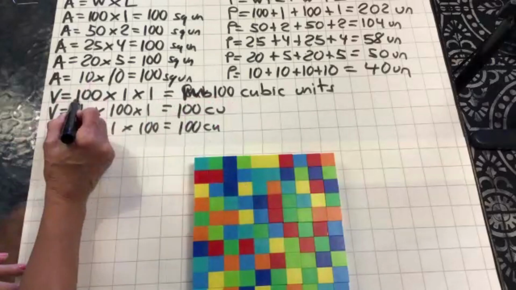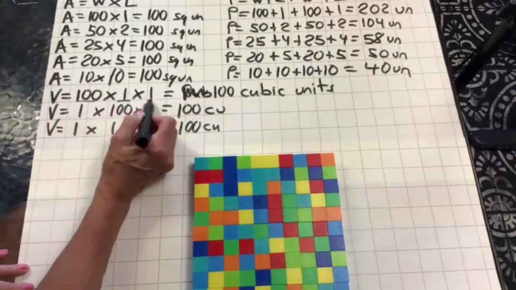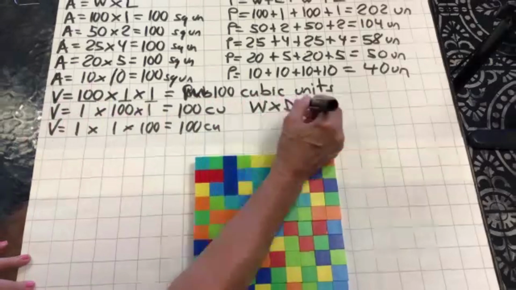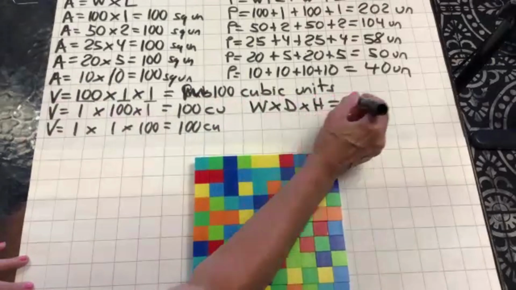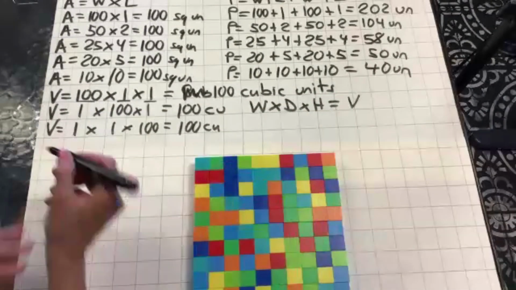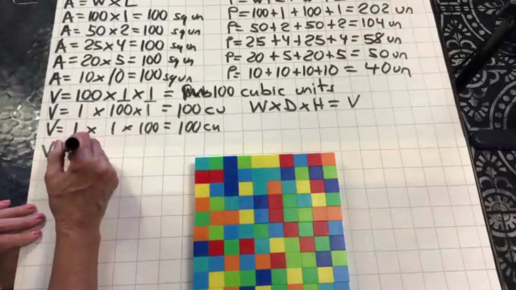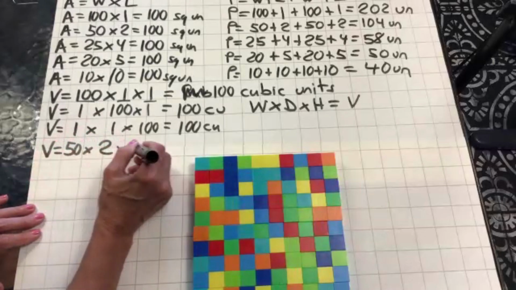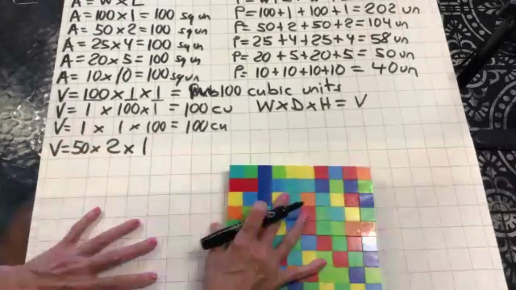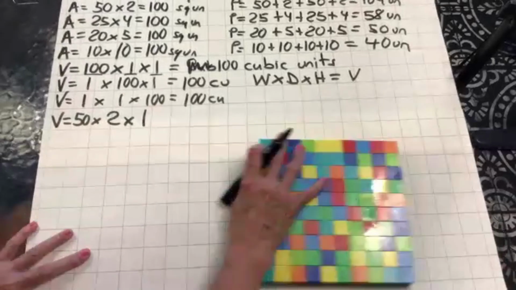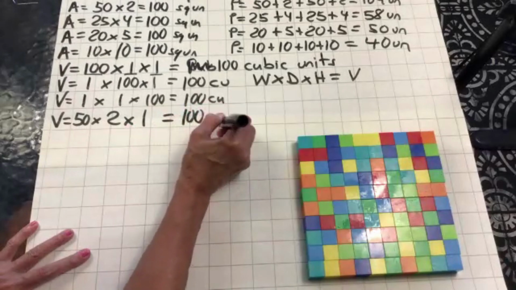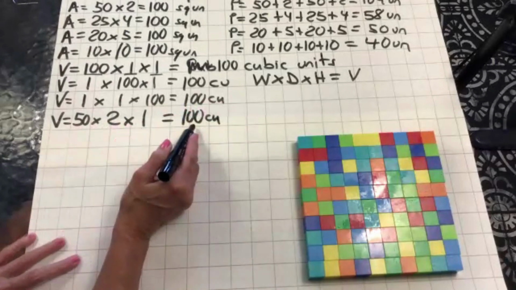So width times depth times height. I'll write that up there. Width times depth times height equals volume. All right, let's go on to the next one, which would be 2. So we're going to say a 50 by 2 by 1. So if I took all of these cubes, it wouldn't fit on the screen. So I'm not going to do it today, but it's a 50 by 2 by 1, which is 100. So 50 times 2 is 100, times 1 is 100.